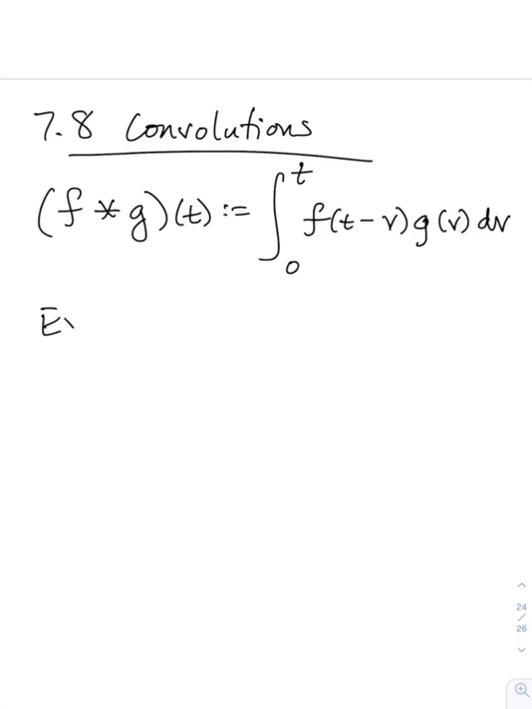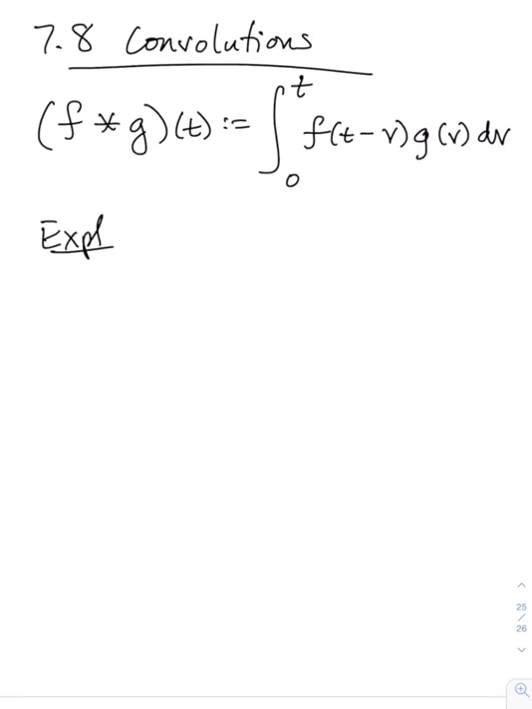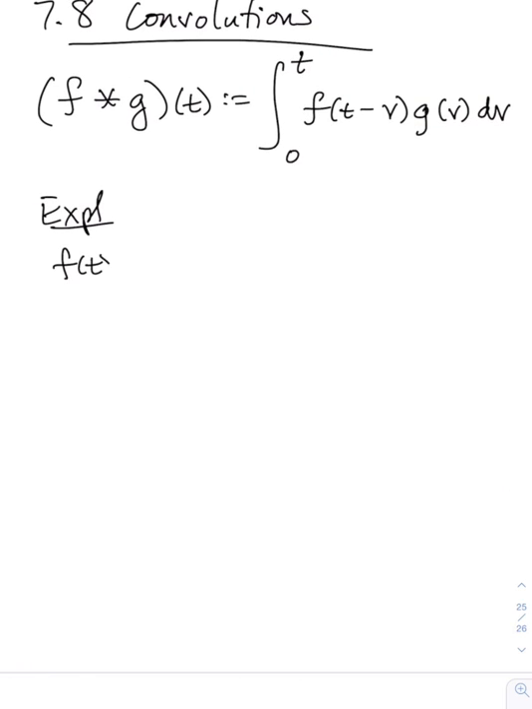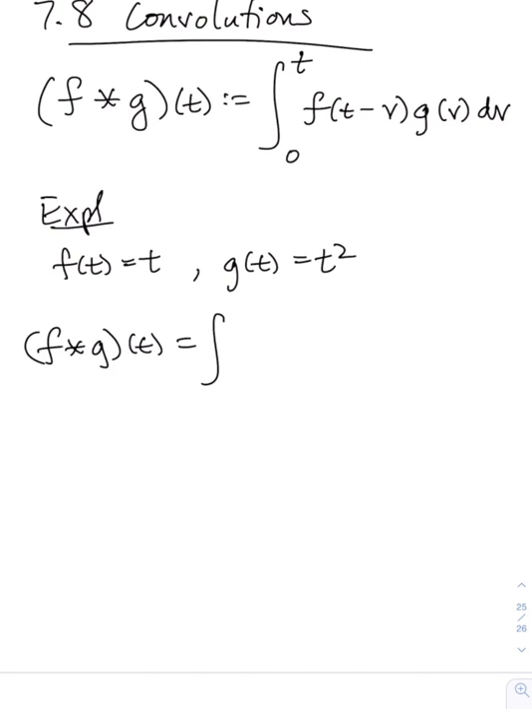Okay, so let's look at an example. Let's take f of t equals t and g of t equals t squared, and we'll figure out what their convolution is. I just write down the definition from the formula. It's the integral from 0 to t. I need f of t minus v, so that's just t minus v, times g of v, so that's v squared, and I integrate dv.